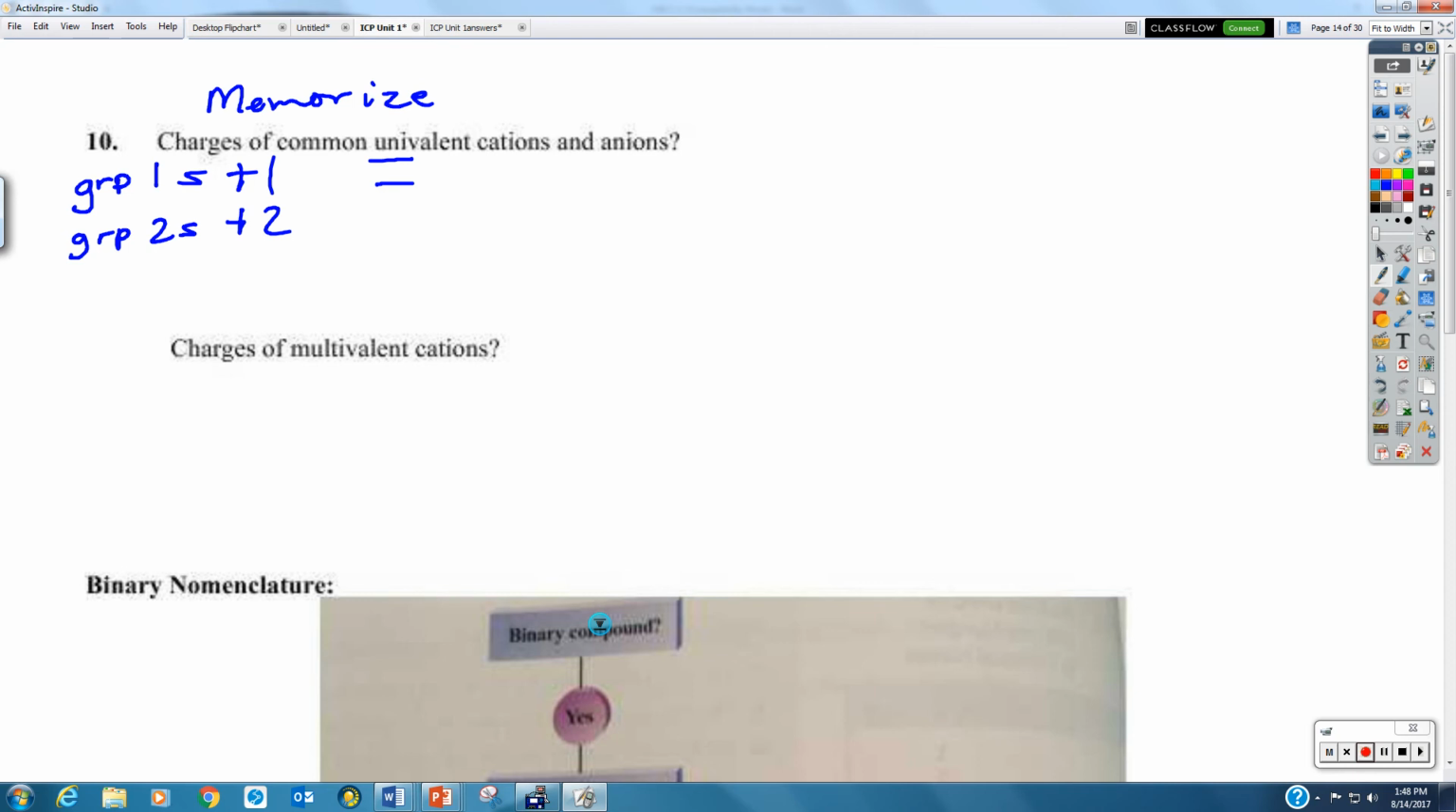Now, I'm going to say group 3A, but there's really only one element that technically counts in group 3A. Does anybody know what element that is that's going to produce this? Not boron. Boron's considered a nonmetal or a metalloid. Aluminum.